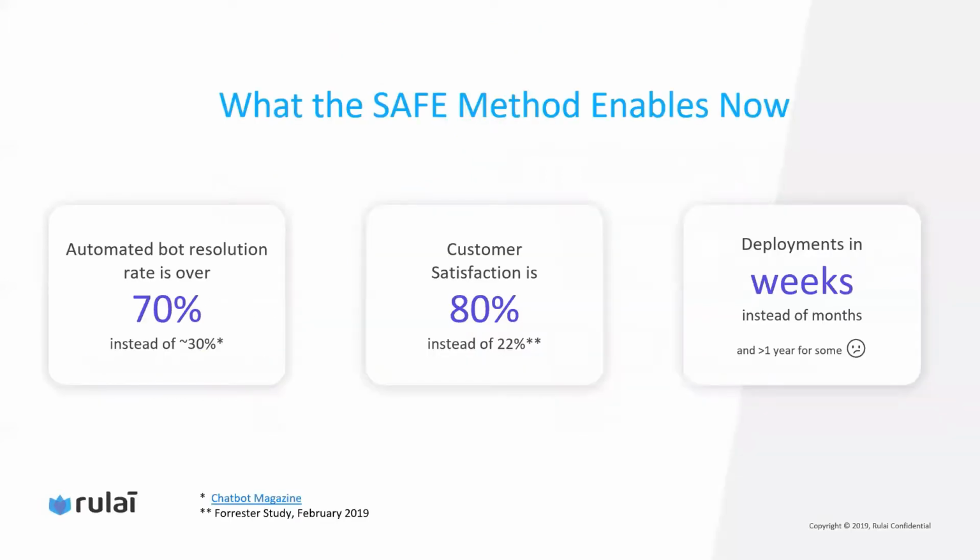So what can the SAFE method give us? We have built virtual assistants for sales and marketing, HR, customer service, and more. Our experience shows that SAFE method-based projects are more likely to be successful. A SAFE method-based virtual assistant can get a 70% automated bot resolution rate or higher. And we can achieve 80% customer satisfaction with a SAFE-based virtual assistant. And the virtual assistant can be deployed in weeks instead of months.